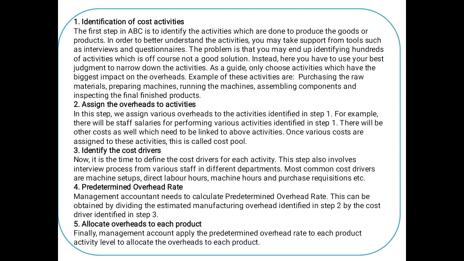The last step is the allocation of overheads to each product. After identifying the predetermined overhead rates, the management accountant applies the predetermined overhead rate at each product activity level to allocate the overhead to each product. You must distribute or apply the predetermined overhead rate for each product activity level to allocate the overhead to each product.